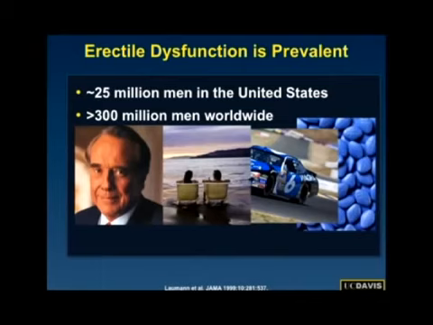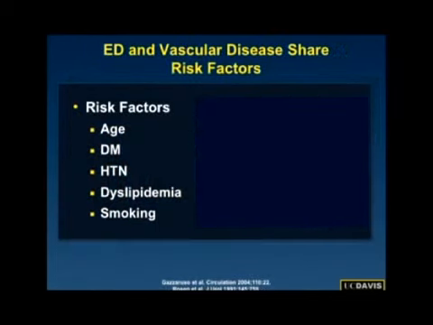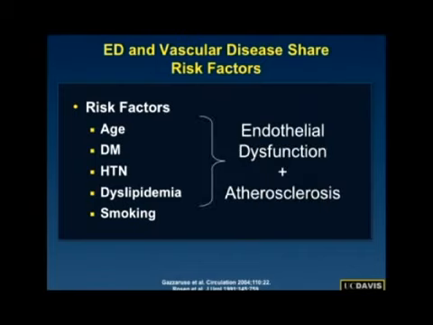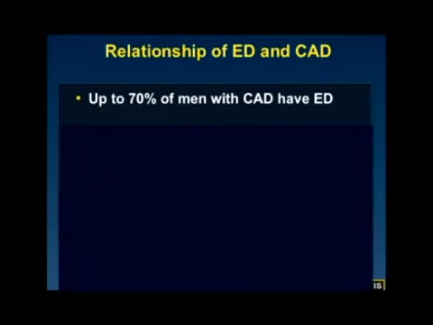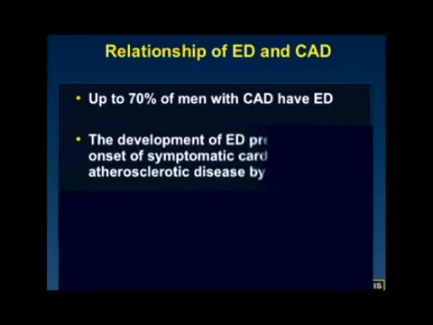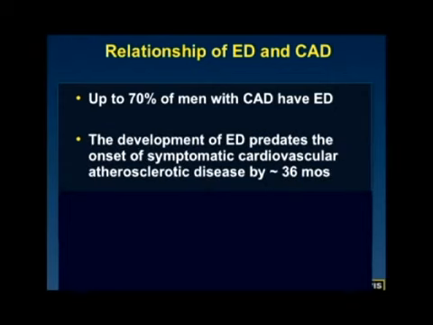There are 30 million men with ED in the US and over 300 million men worldwide. And the time for talking about this problem has come. I mean, if Bob Dole can get up and talk about it, I think we can with our patients. Our patients have erectile dysfunction because the risk factors for erectile dysfunction are exactly the same as those for atherosclerosis, and they result in endothelial dysfunction. Up to 70% of men with known coronary disease have ED. It's a novel risk factor for the development of overt cardiovascular events.